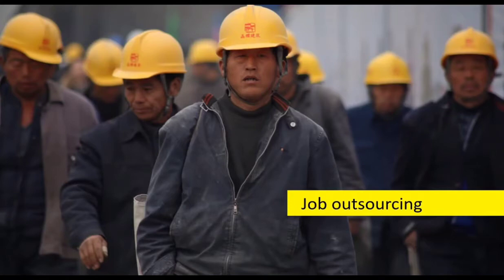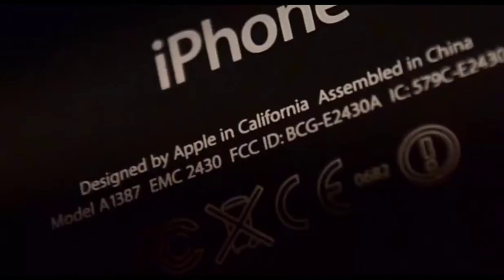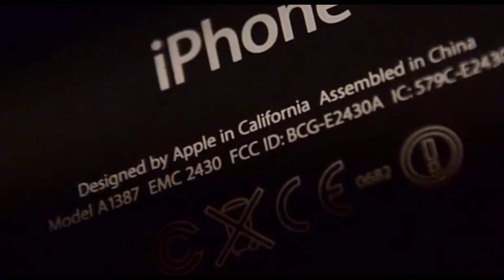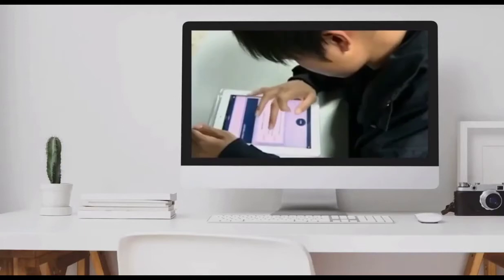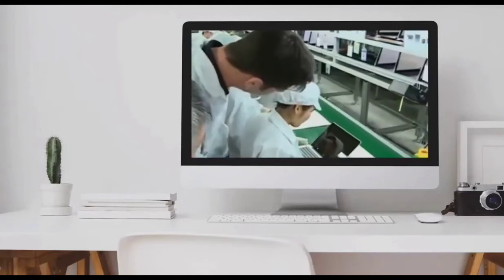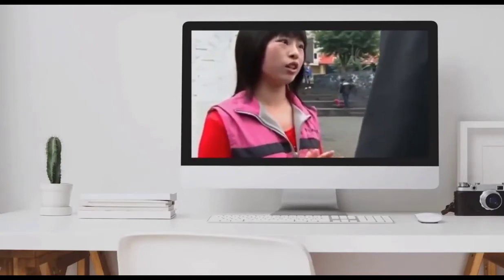When Apple chooses to manufacture its iPhones in China, Americans lose jobs, as the cost of labor is a lot cheaper in China. It would be costly for Apple to produce in America. This is because workers need to be paid more.